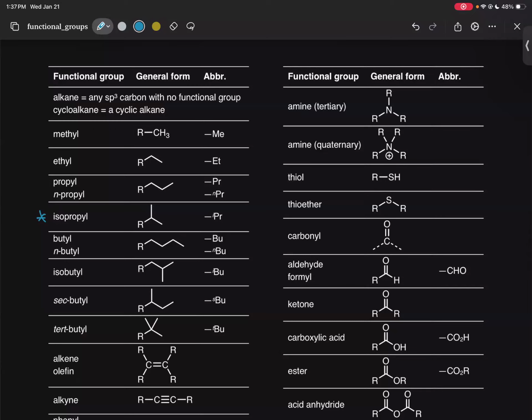And so the most basic way to show any molecule that has an isopropyl group on it is by calling the entire rest of the molecule R. And then what we've explicitly drawn is the isopropyl group, the actual functional group. So that's how all of these are shown. The functional group is everything attached to the R.